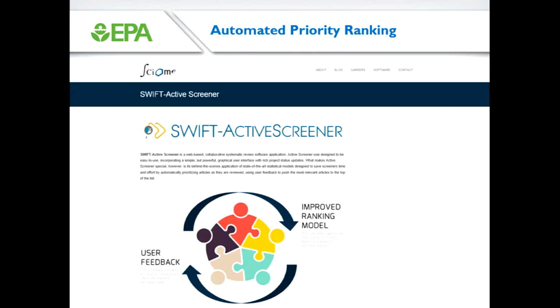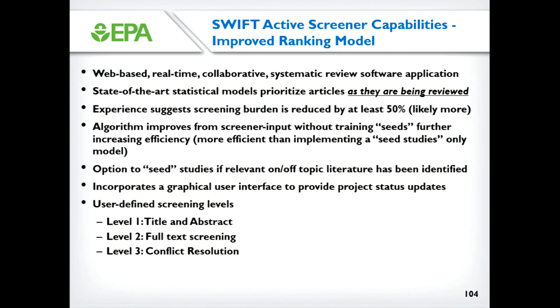So results from that can be pulled directly into Swift Active Screener, while Swift Review doesn't help you screen because you still have to manually annotate your training seeds. Swift Active Screener does not require those training seeds, and it helps you screen. It's a web-based, real-time, collaborative, systematic review software application. It's using state-of-the-art statistical models to prioritize articles as they are being reviewed. I'll show a couple screenshots of what that looks like. Experience suggests that screening burden is reduced by at least 50%, likely more.